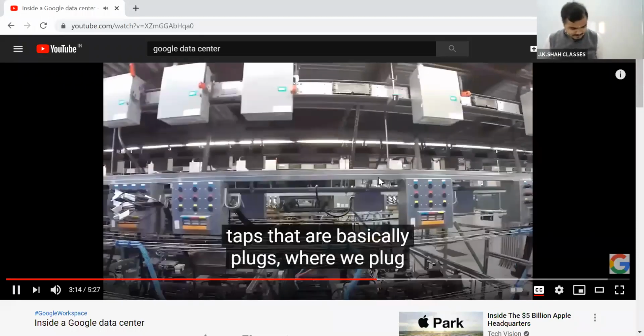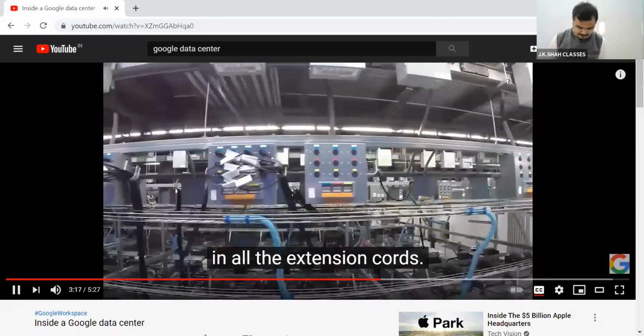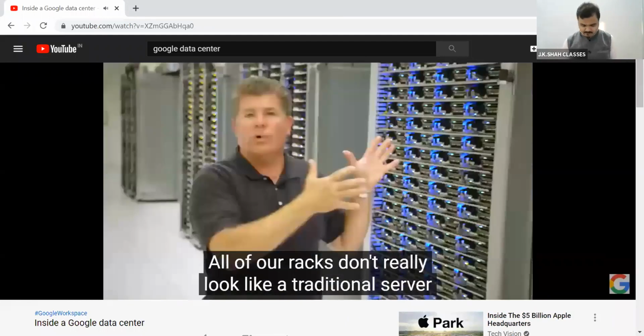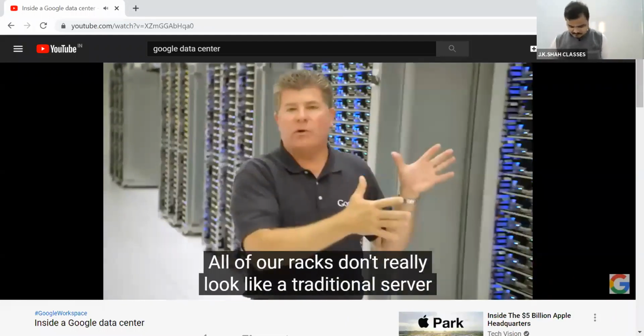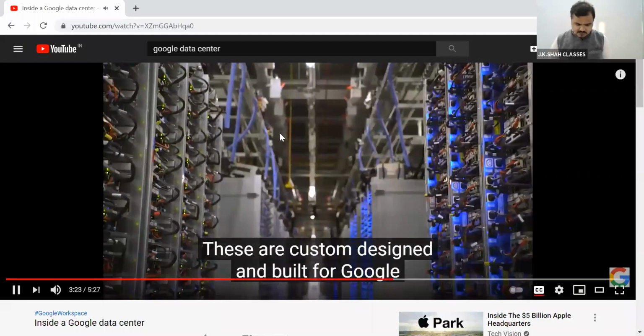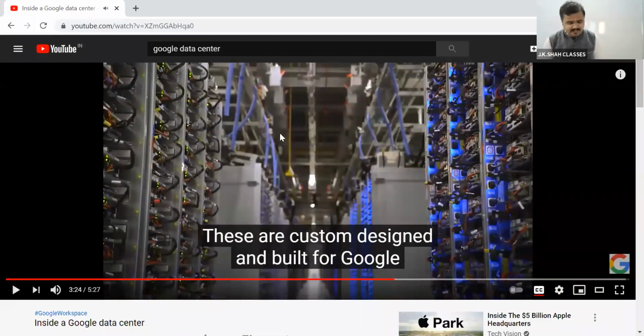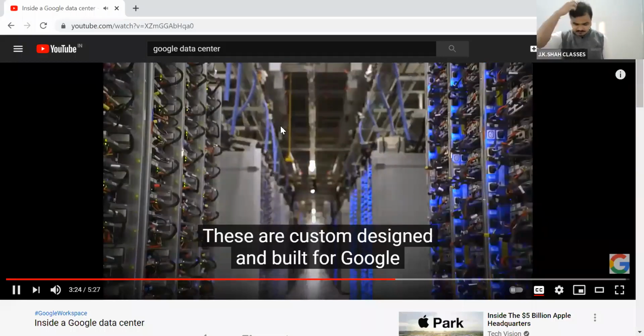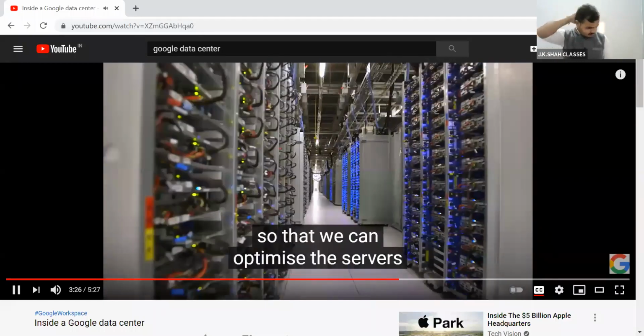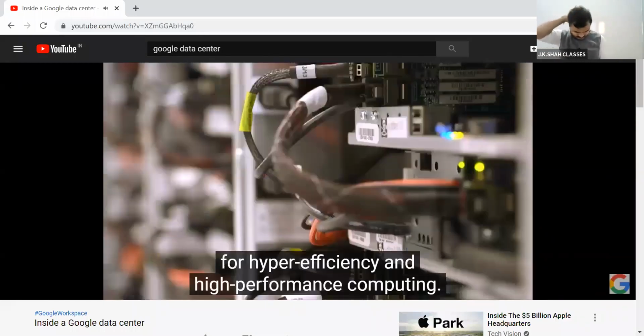Basically plugs where we plug in all the extension cords. All of our racks don't really look like a traditional server rack. These are custom designed and built for Google. What is written, people? These are custom designed and built for Google, because when we have a private cloud, people, private cloud, we will always construct as per our own requirement. Understood? Okay, sir. Google, so that we can optimize the servers for hyper efficiency and high performance computing.